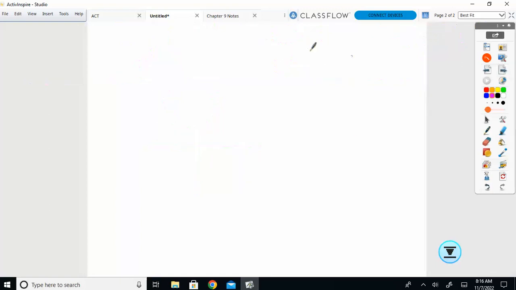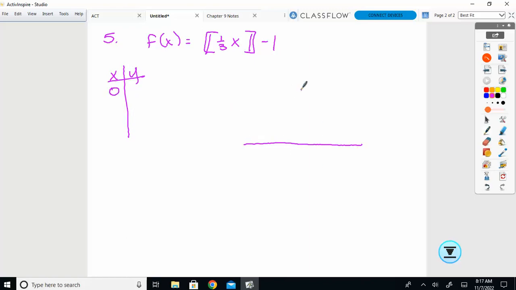Number 5. Greatest integer. So when we look at a greatest integer graph, we know it's going to look like what? Okay. So we always made a t-chart. If we started by just plugging in a 0, 1/3 times 0 is 0. Greatest integer of 0 is 0. Minus 1 is -1.